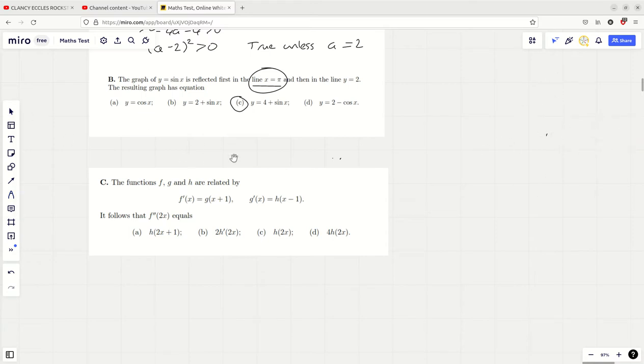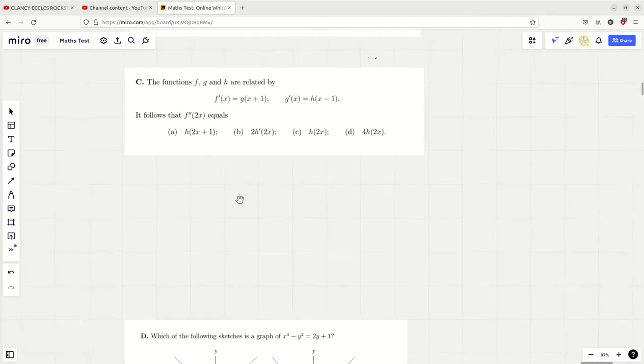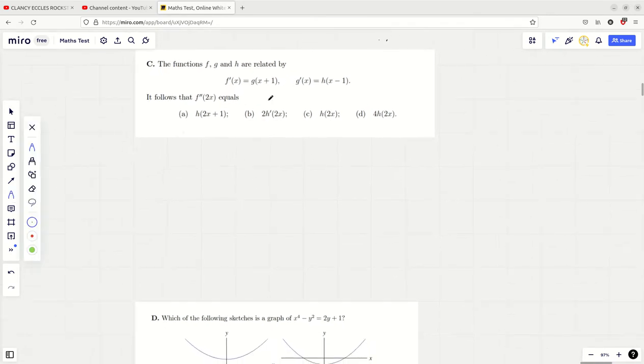Part C. What do we got here? Okay, yeah, so this looks like a function kind of one where it's one of these abstract function questions. We need to find f double dash of 2x. We know f dash of x, but we need to find f double dash of 2x. So first, let's write down what f dash of 2x is. Now that's simply going to be replace x with 2x over here. So I'm going to replace x with 2x.